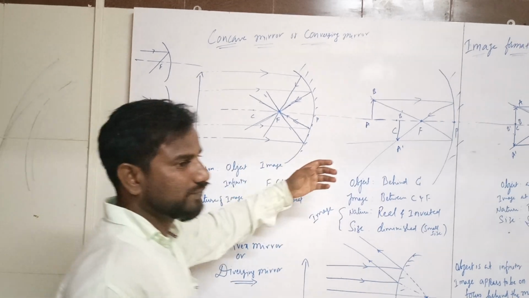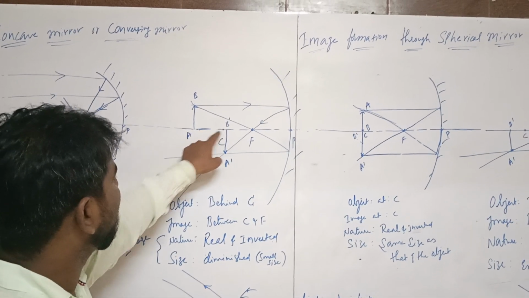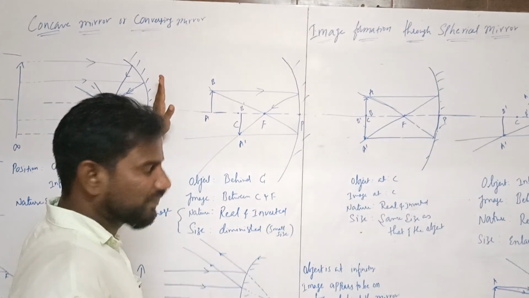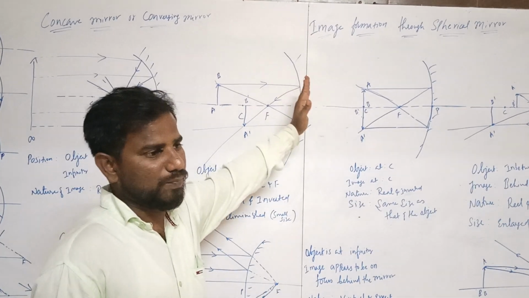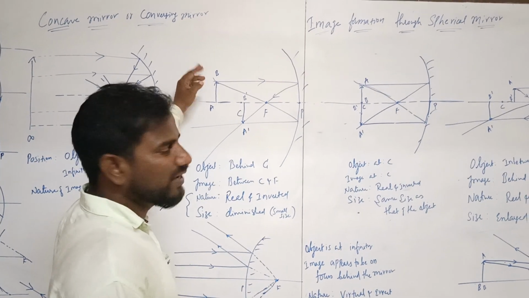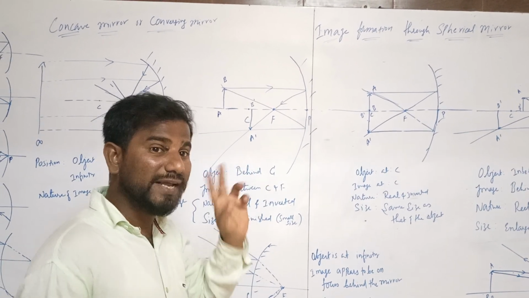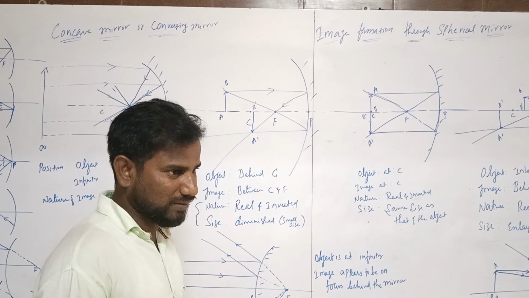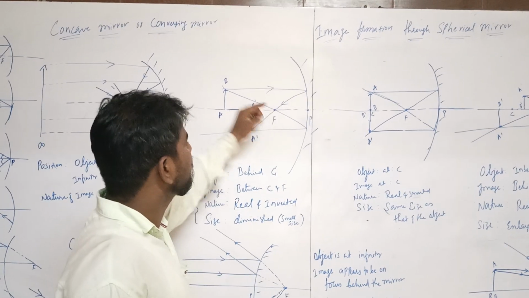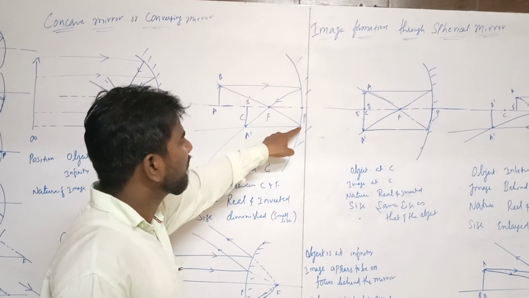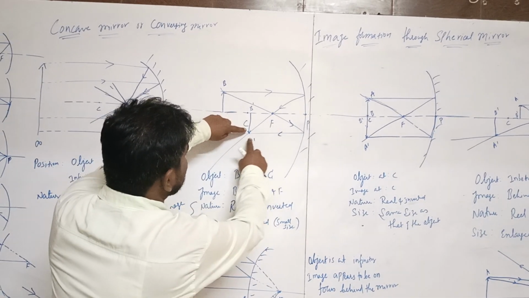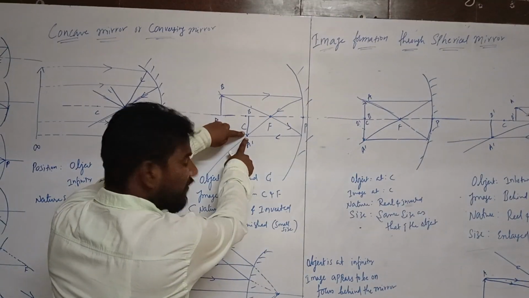Now coming to the object placed behind C. When I kept the object at infinity, now I am moving the object towards the pole. So in the next case, when the object is kept behind C, we need a minimum of 2 rays, and where the 2 rays meet, image formation takes place. One ray is incident parallel to the principal axis, it passes through the focus. Another ray is incident through the focus, after reflection it will be parallel to the principal axis. Here the 2 rays are meeting, so this is where the image forms.